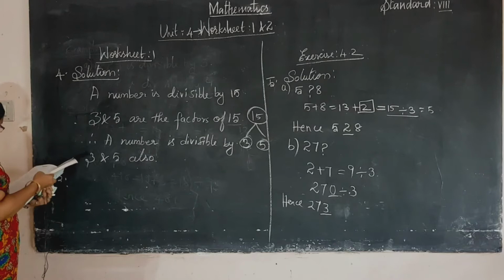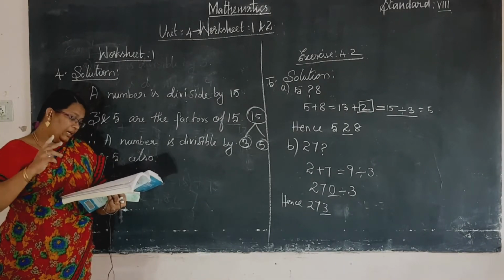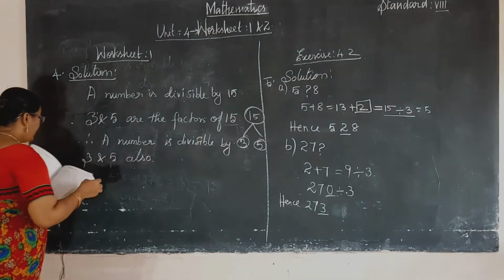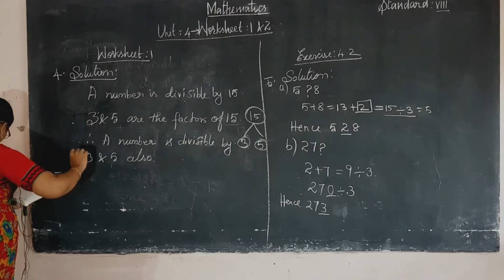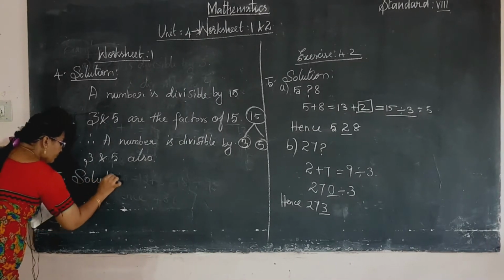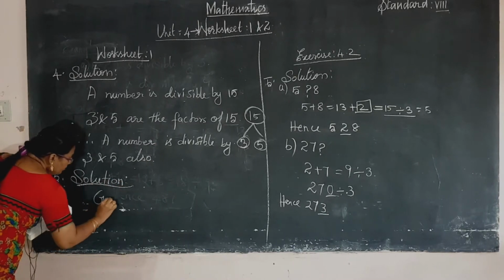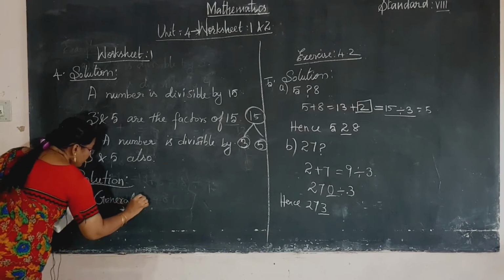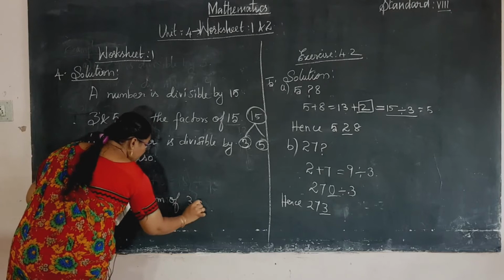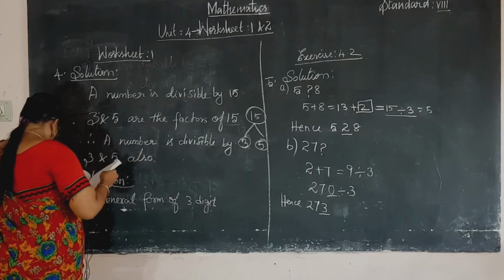And next one, fifth one, write down the generalized form of a 3-digit number. Already you have learned in the introduction class about 3-digit numbers. So, the general form of a 3-digit number.